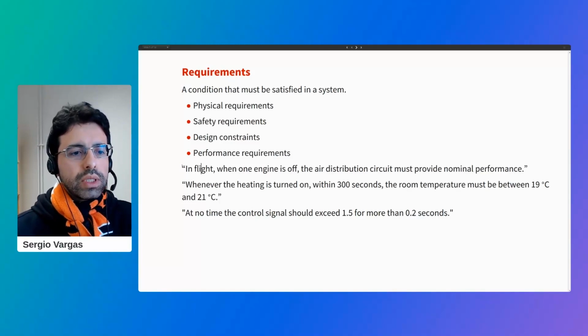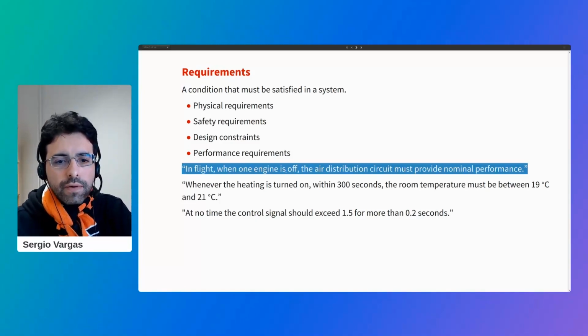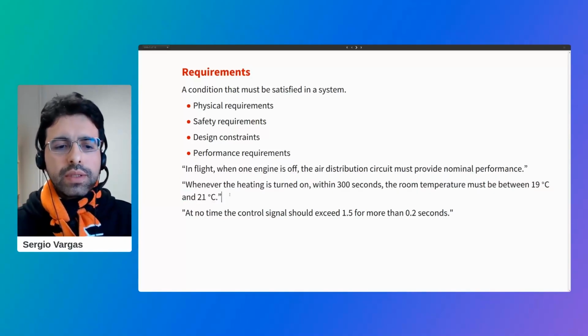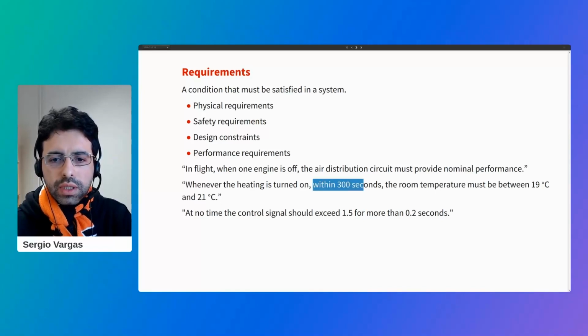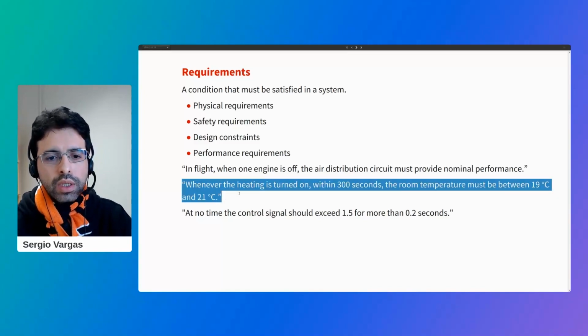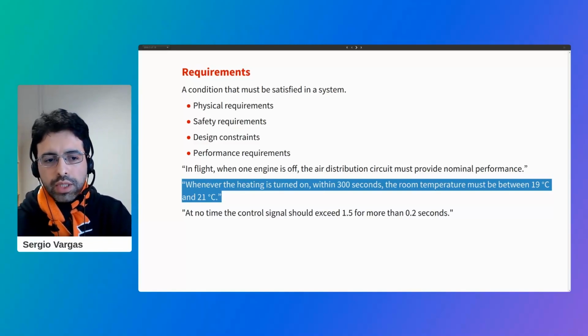For instance, a simple example of a requirement is: in flight, when one engine is off, the air distribution circuit must provide nominal performance. Of course, these requirements can be complex in several ways. One of the ways in which they can be complicated is that they can insert uncertainty around time or the ordering of events. For instance, here we have an example for room heating modeling, which says: whenever the heating is turned on, within 300 seconds, the room temperature must be in a specific range.